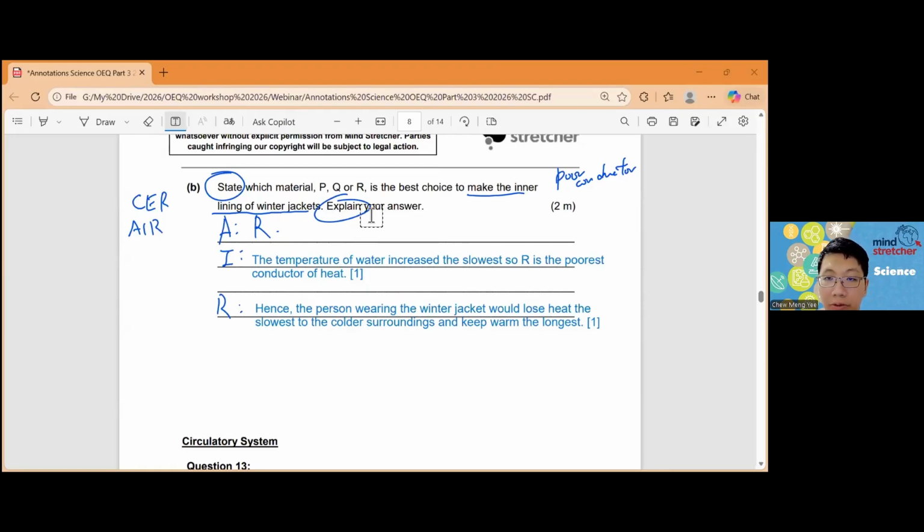Tyler's answer is very good, but a bit too long. See how you can make it more concise. Try not to write extremely long answers in the PSLE because you take up a lot of time.